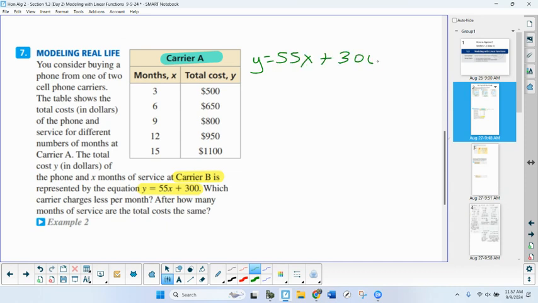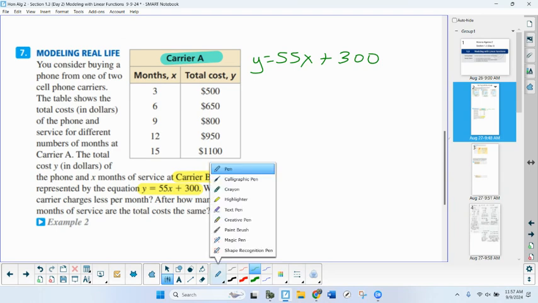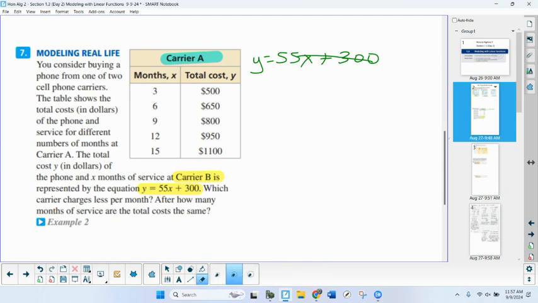So it asked you then, who charges less per month? Well, they charge what? Oh, wait a minute, that was carrier B. That was carrier A. I needed carrier A. What was carrier A when you wrote the equation? 50x plus 350. All right, guys. Carrier A was 50x plus 350.